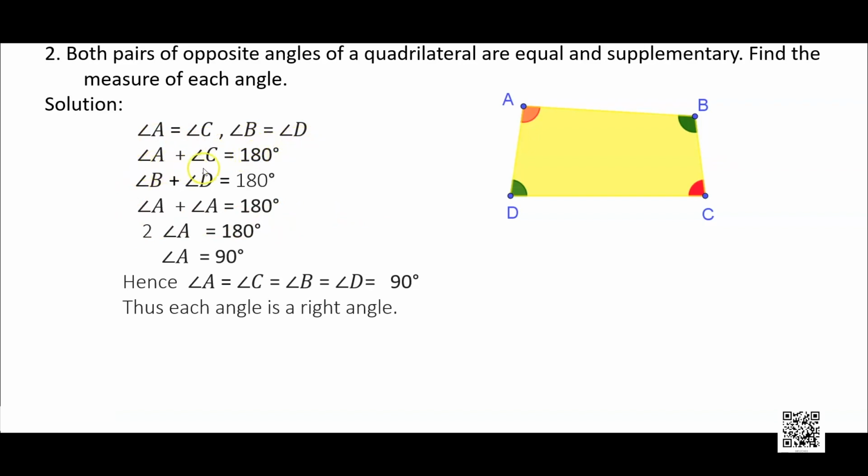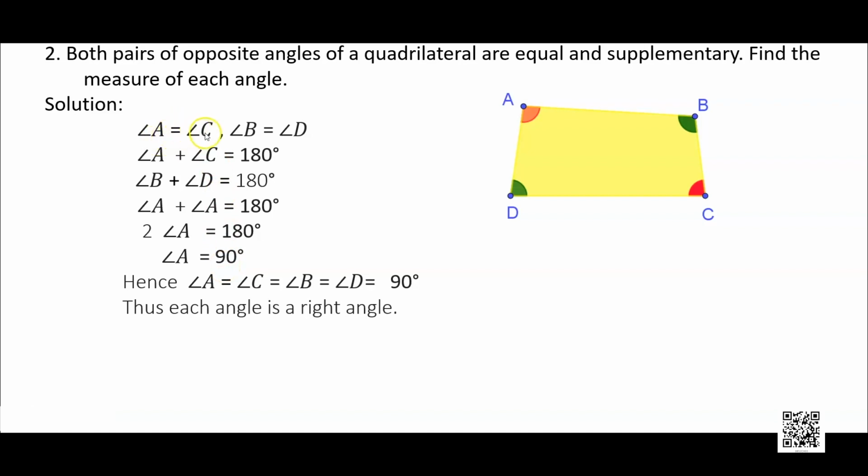Also, angle A plus angle C is given as 180 degrees and angle B plus angle D is given as 180 degrees. So, because A and C are equal, in the first equation, I will remove the C and put the A there because they are mutually equal. So, the equation will change as angle A plus angle A becomes 180 degrees, or in other words 2 times angle A is 180 degrees and hence angle A becomes 180 by 2, which will be 90 degrees.